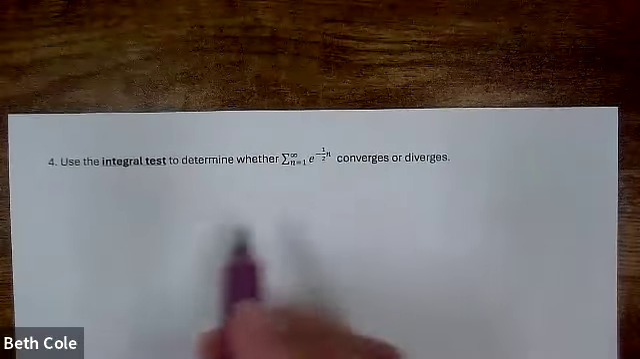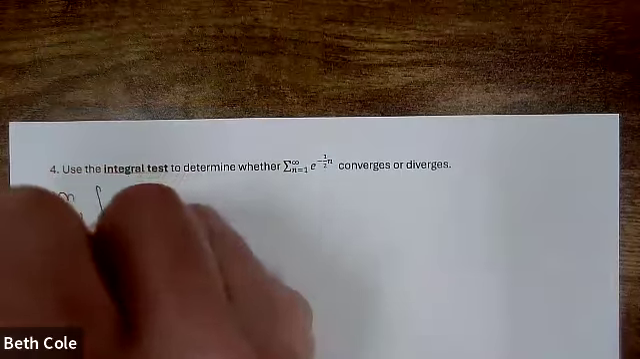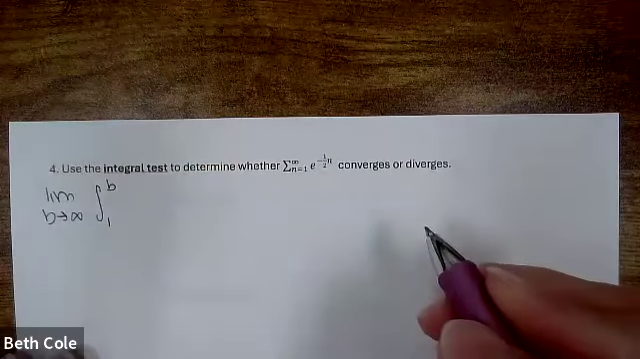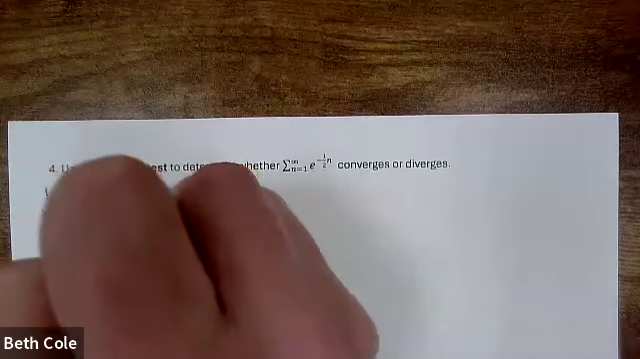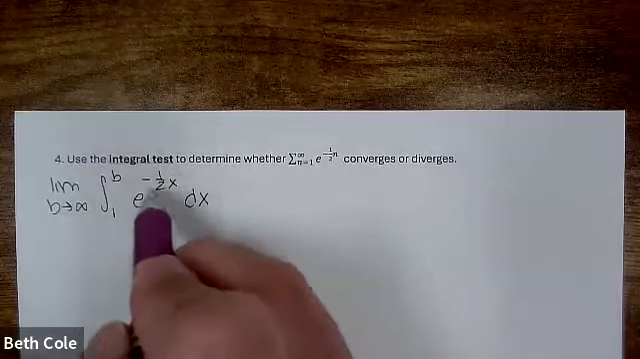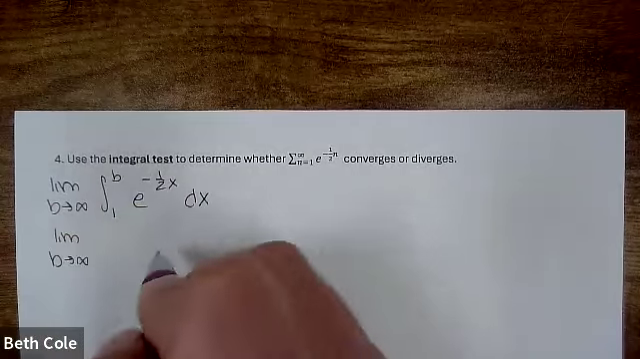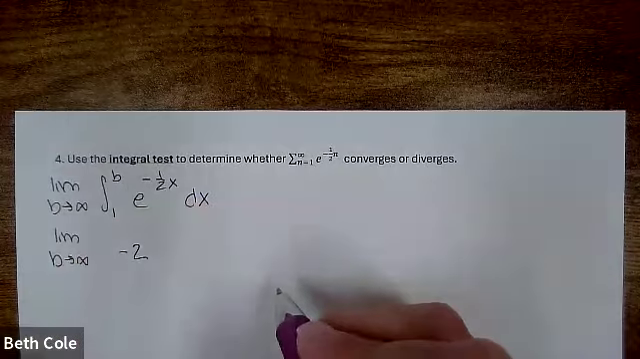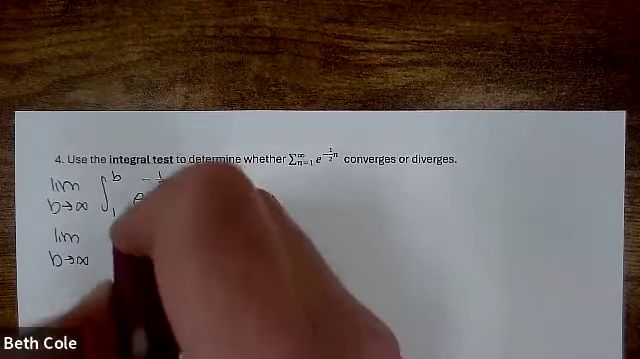All right, integral test. We're going to do limit as b goes to infinity, integral from 1 to b, and then I'm going to recopy this with x's in there, so e to the negative 1/2 x dx. It would be a u substitution where u would equal this negative 1/2 x. I'm not going to write out all the steps though. I just know my adjustment number is going to be a negative 2. I just need a negative 2 in there to cancel out the negative 1/2.